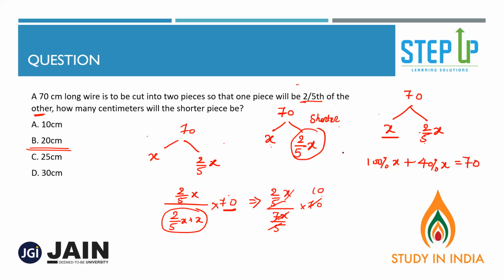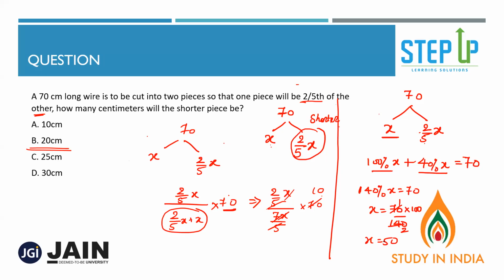Did you understand so far? Forget about this. Did you understand this part, people? Everyone has a different method. The answer is the same. It doesn't matter. So when I add these, this will give me 140% of X is equal to 70, which means that X is equal to 70 into 100/140, which means that X is equal to 50. All right. If X is equal to 50, so this one will be what? 20.